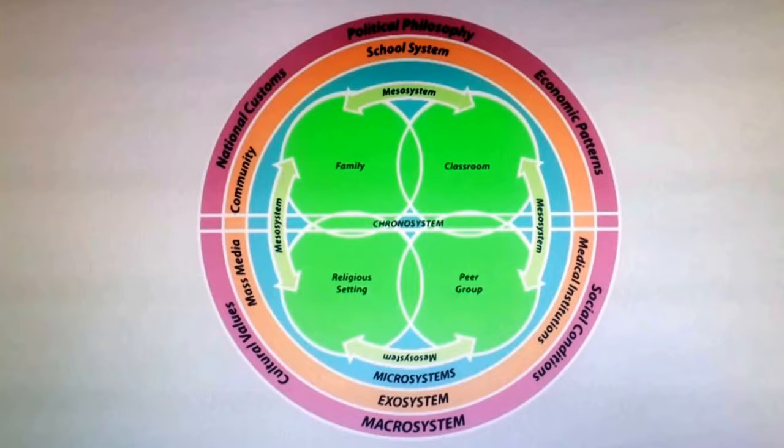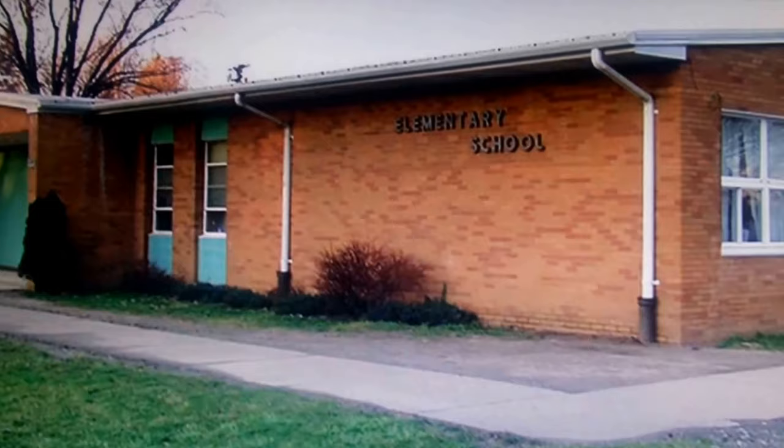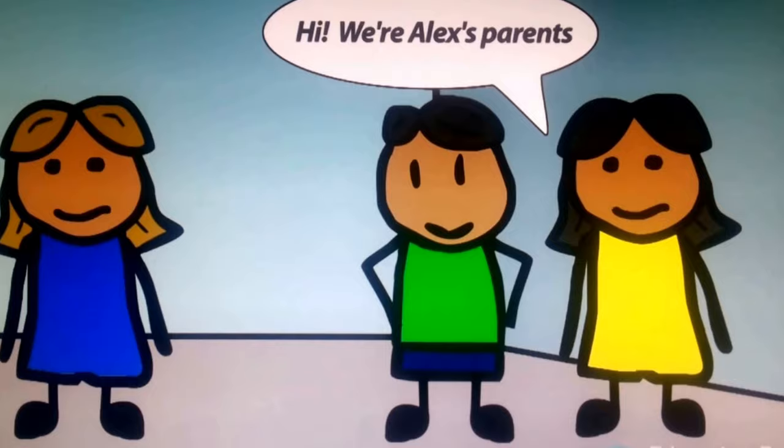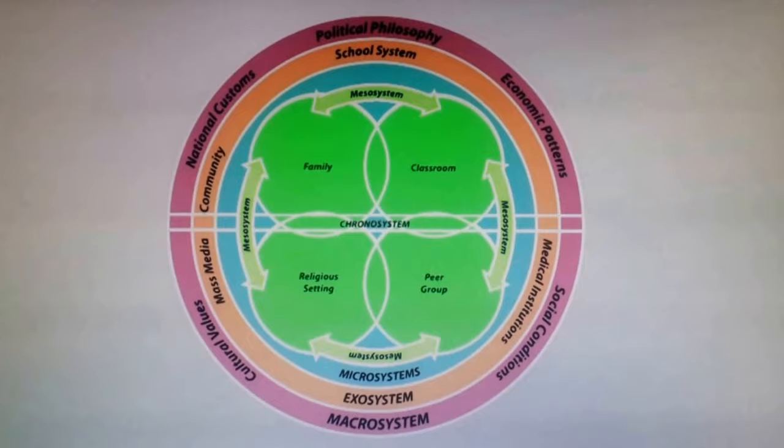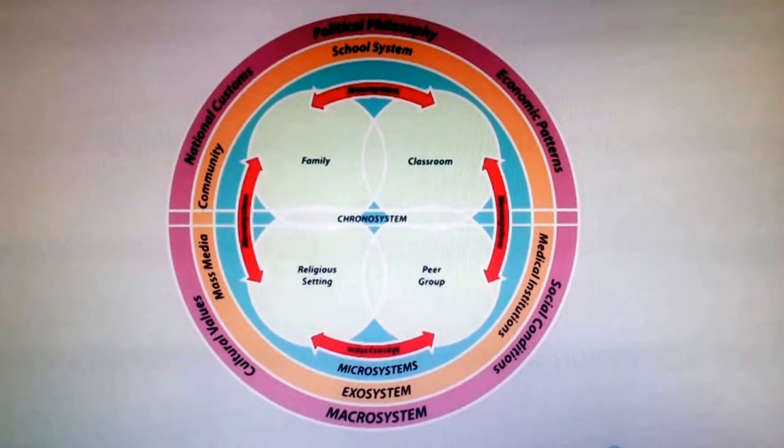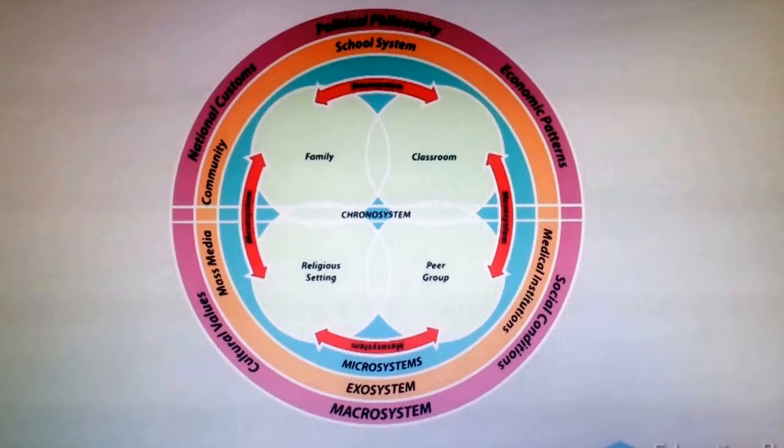One aspect of Alex's mesosystem would be the relationship between his parents and his teacher. His parents take an active role in his school, such as attending parent-teacher conferences and volunteering in the classroom. This has a positive impact on his development because the different elements of his microsystem are working together. Alex's development could be affected in a negative way if the different elements of his microsystem were working against one another.